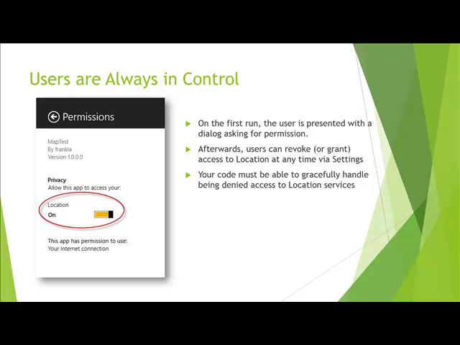But I want to point out that users are always in control. One of the interesting things here is that the user can actually revoke the permission that the app has to location services at any time by pulling up the settings and permissions through the settings charm on the charms bar. On the first run, however, the user is actually presented a dialog asking for permission. And your code must be able to gracefully handle being denied access to location services.